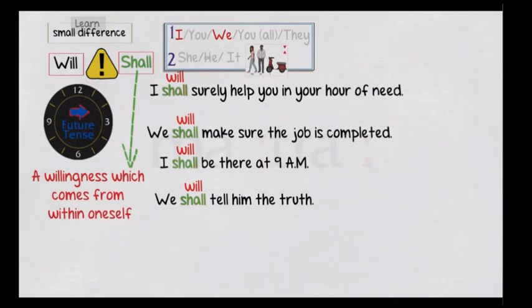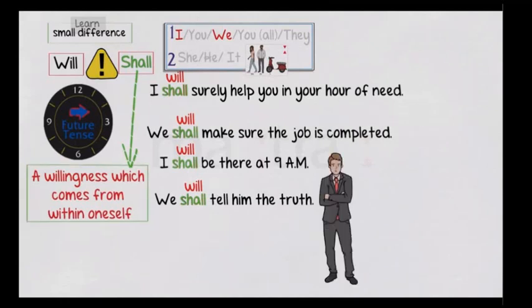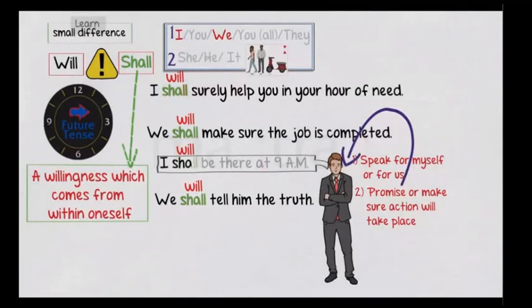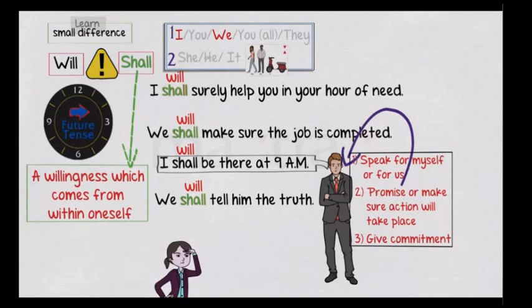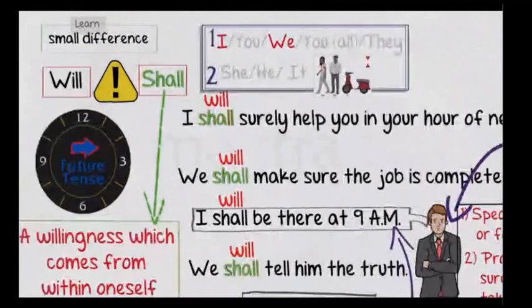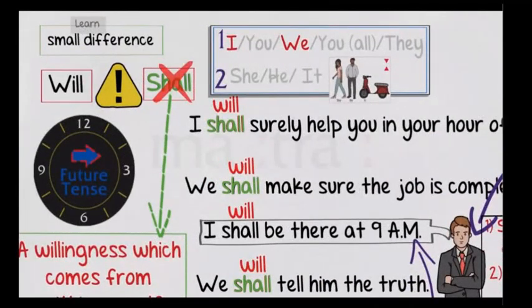What exactly does that mean? In all these cases, I can only speak for myself or for us, meaning I can promise or make sure that the action will take place since I am involved. Only I can give this kind of commitment in an activity that involves me. Can I ensure that Sunil will definitely be in the office at 9 a.m.? Can I guarantee that? No, I can't. And that is why we cannot use shall for she, he, it, they.